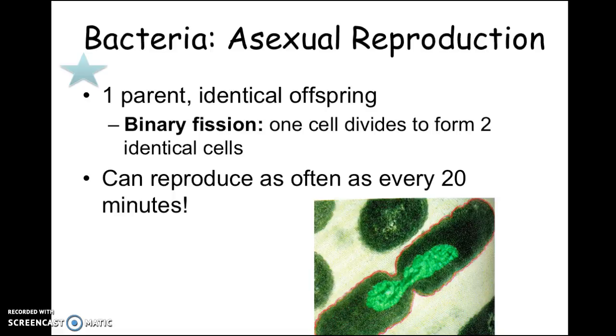Bacteria can reproduce in two ways. They can reproduce asexually by binary fission. Now, in asexual reproduction, there's only one parent, and the offspring is identical to that parent. It's basically a process of cloning. We call this process binary fission. In binary fission, one cell splits or divides to form two identical cells. This can happen as often as every 20 minutes.